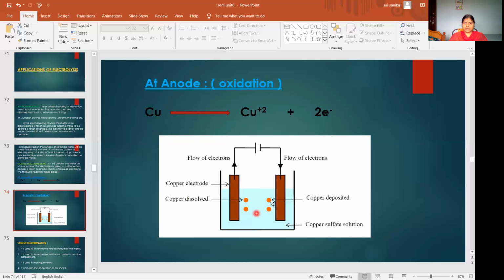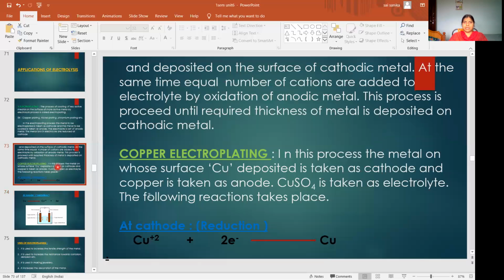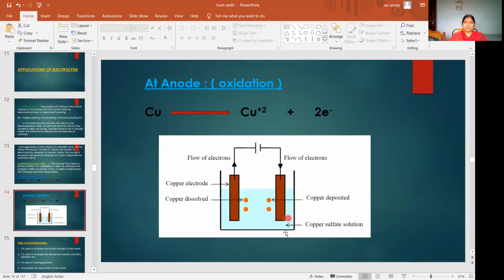So here at the cathode, what ions are present? Copper ions, Cu2+ ions are present. So what happens to these Cu2+ ions? They will undergo reduction. So at the cathode, which reaction will take place? Reduction. What is reduction? Gaining of electrons by these copper ions. So when these copper ions gain these electrons, what happens? Copper metal is formed. Whatever copper metal is forming, that copper metal will deposit on this cathode.